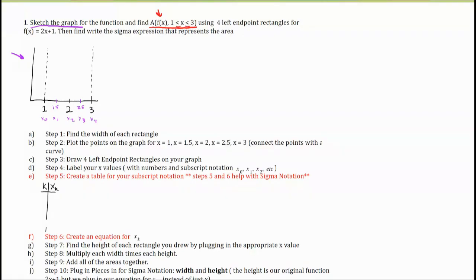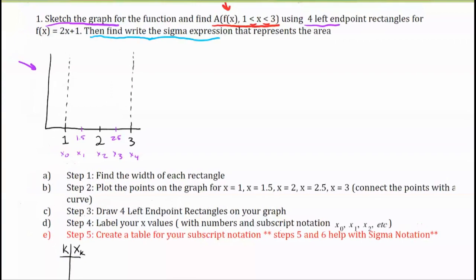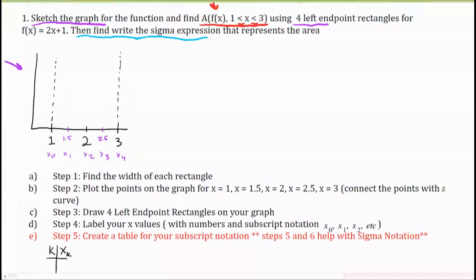And this should be less than or equal to. We're going to use four left endpoint rectangles to do that, so we'll get to that in a little bit. And then the final piece, write the sigma notation expression that represents the area. So to start, I've broken this down into a lot of smaller steps to try and make it a little bit more palatable, but first thing we've got to do is find the width of each rectangle.